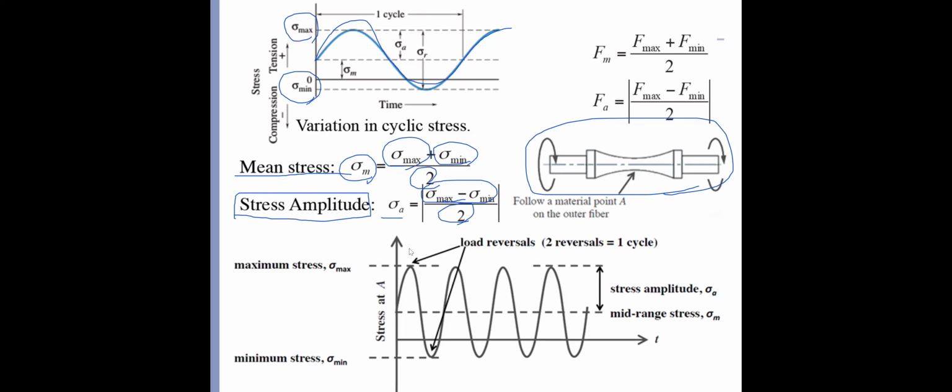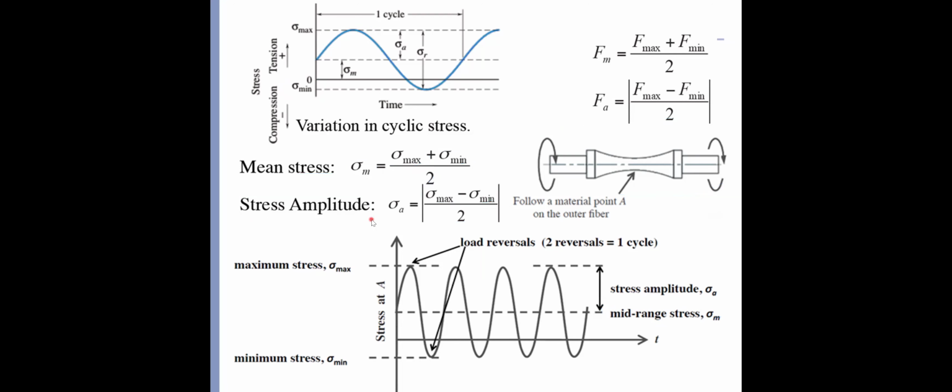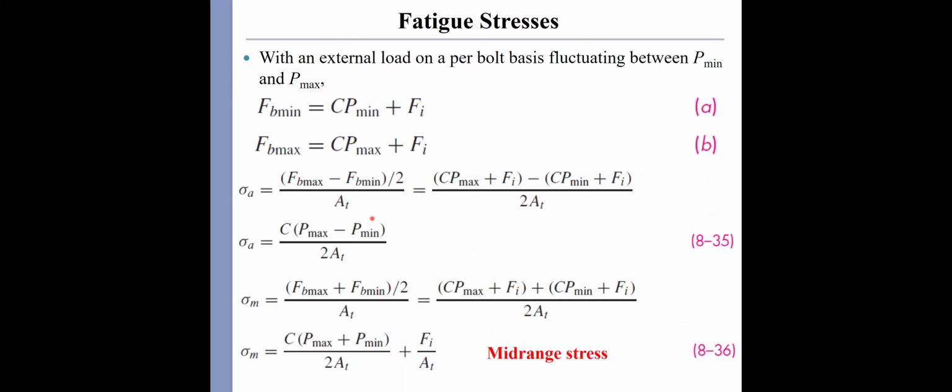Okay, so if the mean stress or mid-range stress equals 0, we can use the SN diagram to figure out the endurance limit, right?